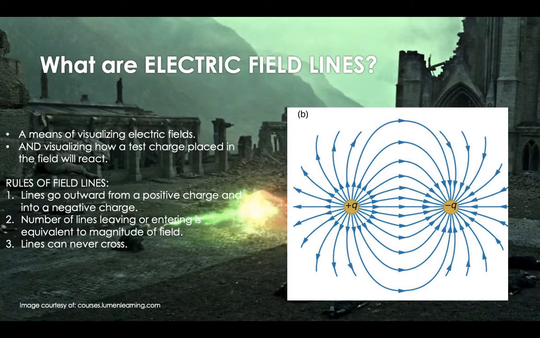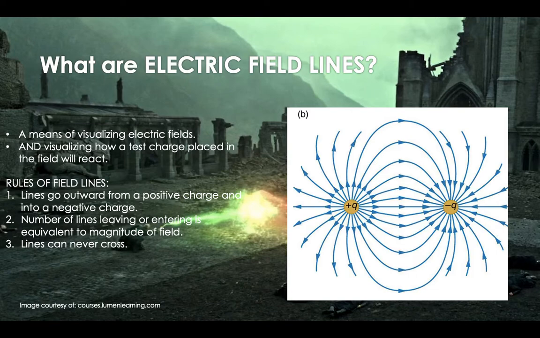Now that we understand electric fields a little better, we're going to go into electric field lines. These field lines are a visualization of how a charged particle will react when placed in a field. They help us understand how multiple electric fields interact and things like that. There's a few rules we have to follow in drawing these field lines.